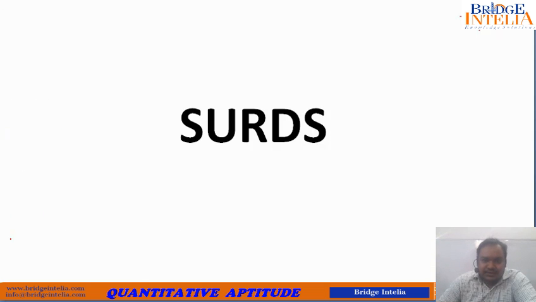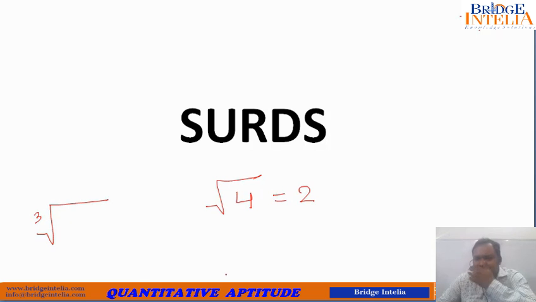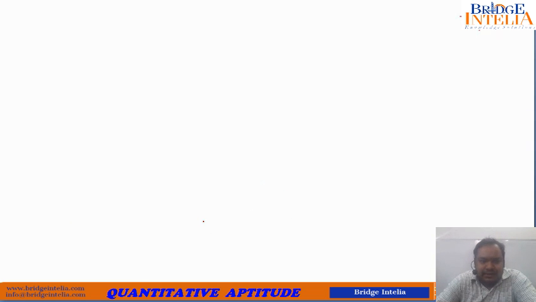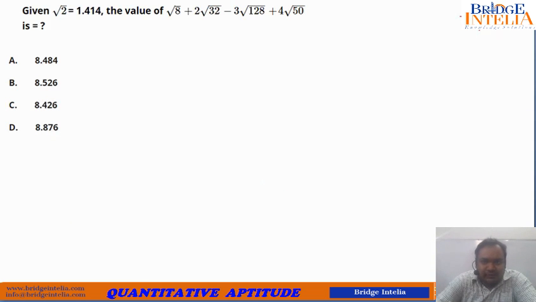So surds are basically expressions containing square root, cube root, which are not perfect. For example, if you try to find this out, you get an answer as a perfect integer. But if you try to find this, then you don't get a perfect square root. So these kinds of expressions involving the roots, square, cube, they are known as surds. So now let's get down to the type of questions that have been asked from this domain over the years.